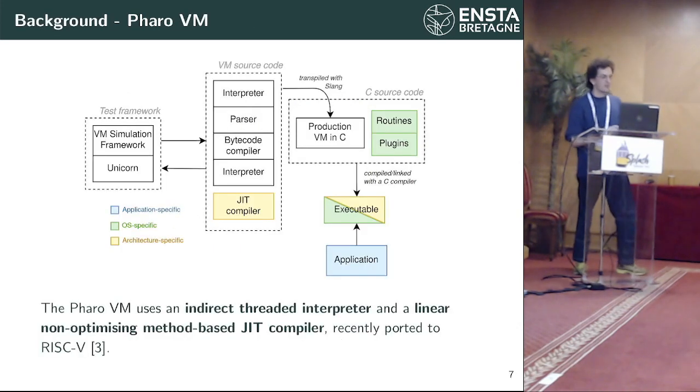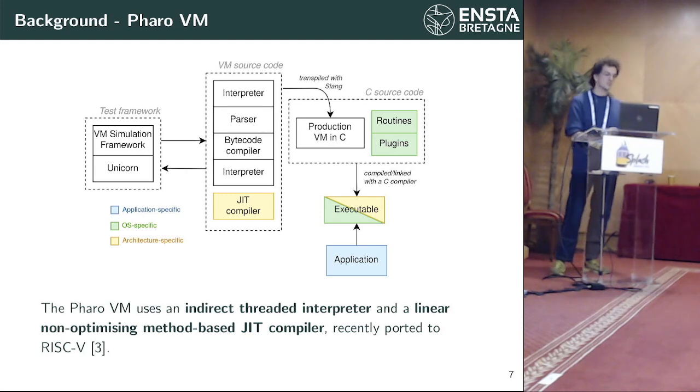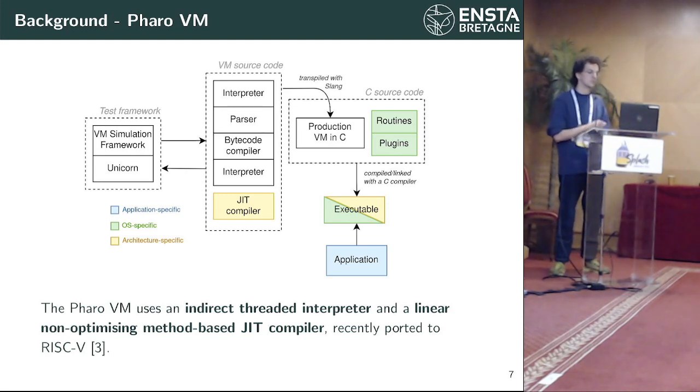So now that this is the context of why we might need some hardware features, I'd like to give some background on the Pharo VM, which is our mental model for the design of Gigue. Pharo VM uses an indirect threaded interpreter and a linear non-optimizing method-based JIT compiler that we recently ported to RISC-V. Usually the VM source code is written in restricted Smalltalk, which we had a talk about earlier on. That's called Slang. We then transpile it to C, and we generate the executable on which we can execute the application.